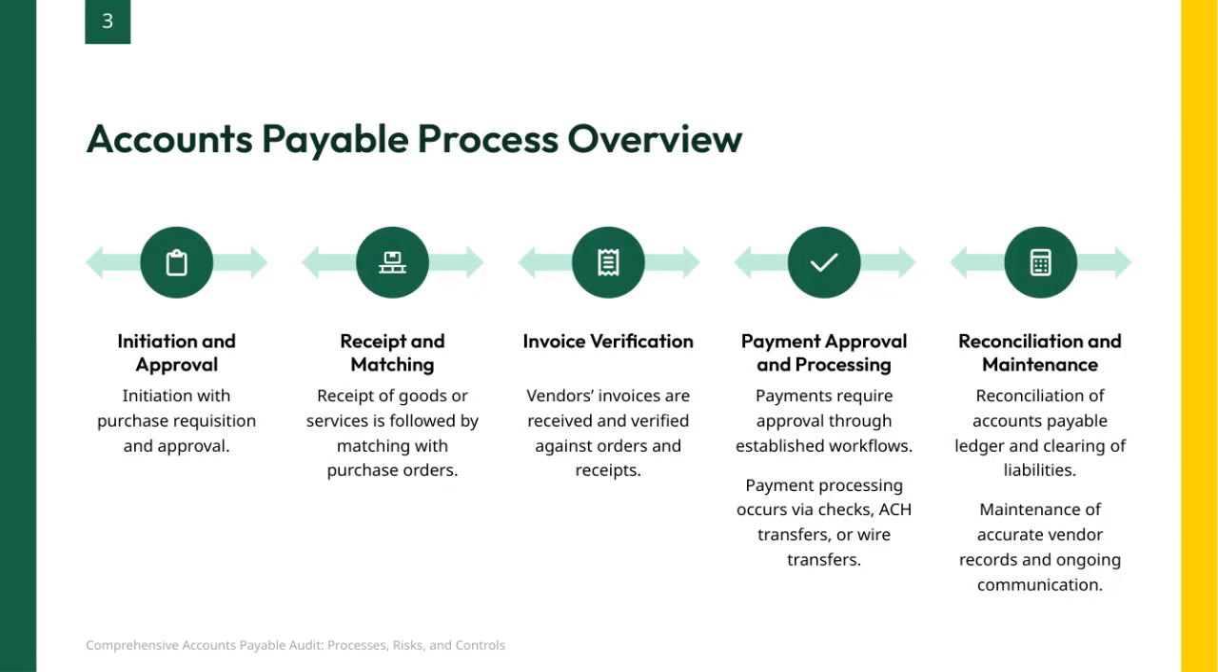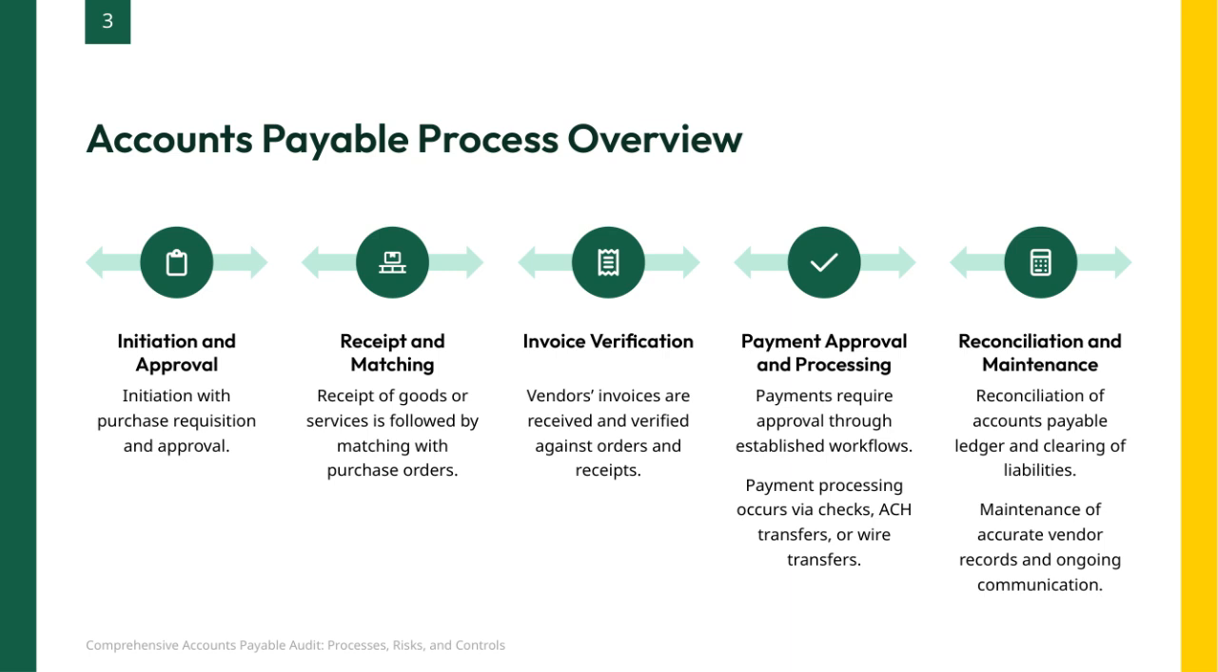Let's walk through the accounts payable process step by step. It all begins with initiation and approval, where a purchase requisition is created and must be approved before moving forward. Next, when goods or services are received, they're matched against the original purchase orders to ensure everything aligns correctly. After that, invoices from vendors are received and carefully verified against both the purchase orders and receipts to confirm accuracy.